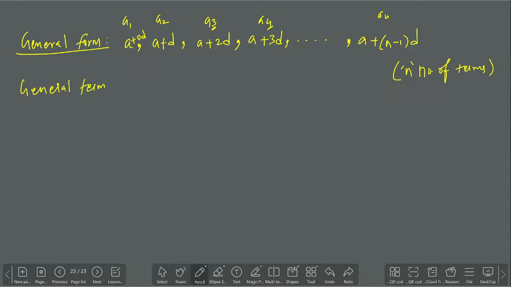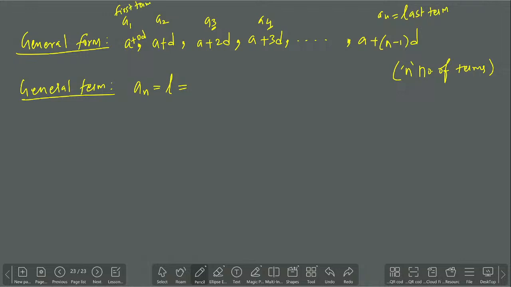What is a general term? Term in the sense of A1, A2, A3: first term, second term, third term. Then what is the general term? An. In the An, what I gave in the last term is the An. We can say An is the last term, and A1 we are telling as the first term. Am I right, children?